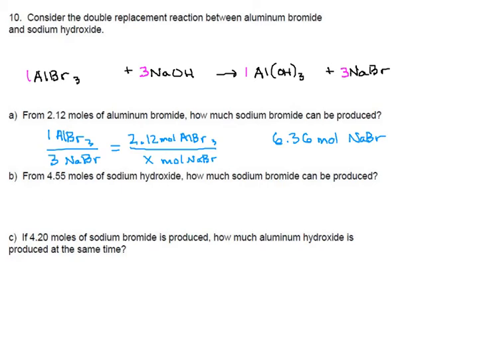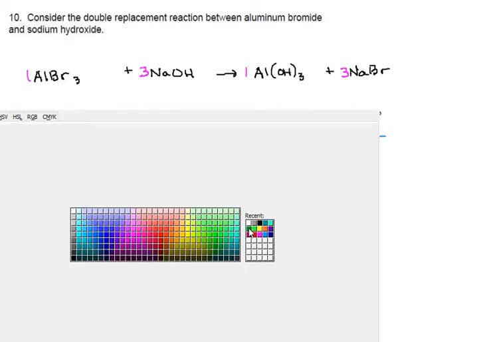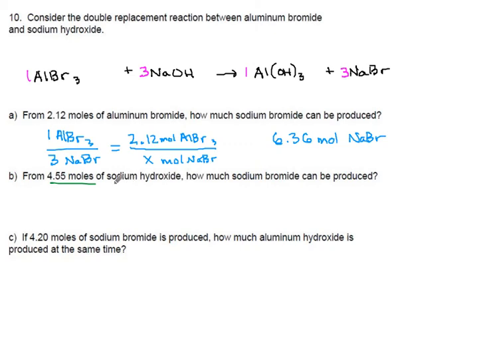What next? 4.55 moles of sodium hydroxide. That's this. How much sodium bromide? This is a nice question. Do you see why? This is lovely because these coefficients match. If you ever have a 1-to-1 ratio or a 2-to-2 or a 3-to-3 ratio, that's the math saying these numbers will always be identical. So if you have 4.55 moles of sodium hydroxide, you will have 4.55 moles of sodium bromide. No calculator needed, no math needed.